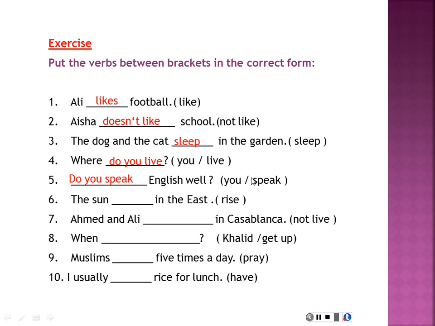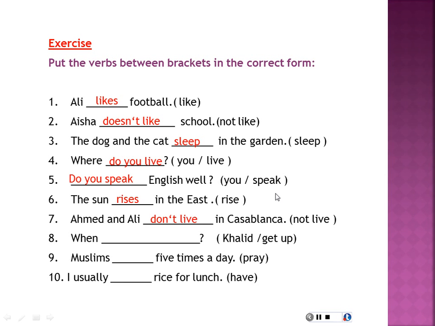Sentence number 6. We have the sun as the subject. We have the complement, the rest of the sentence, in the east, and the verb is rise. So the sun, is it plural or singular? It's singular. Is it third person? It's third person because we can use it instead of the sun. So this is an affirmative sentence. In the case of affirmative sentences, we add the verb and add the letter S to it. So the sun rises in the east.